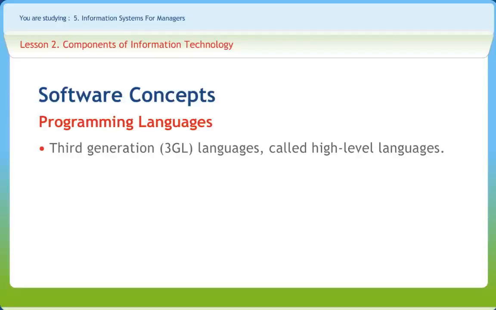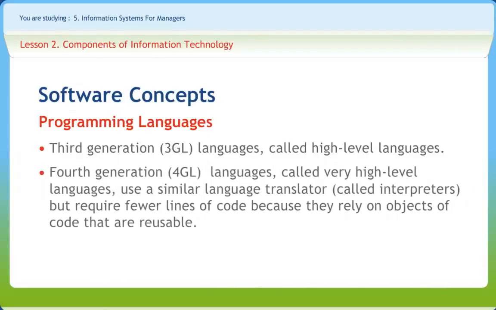A compiler or program translator was used to help solve these problems by translating a program into machine language and checking the program for syntax errors. The advent of the compiler greatly reduced the programmer's burden of memorizing specific codes for each machine. Examples include BASIC, C, Pascal, etc. Fourth generation languages, 4GL, called very high-level languages, use a similar language translator but require fewer lines of code because they rely on objects of code that are reusable.